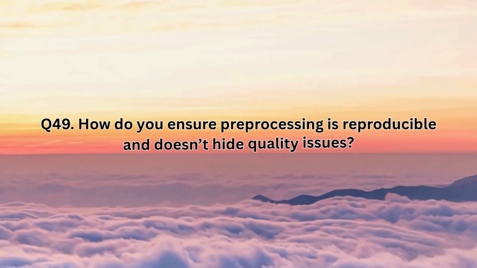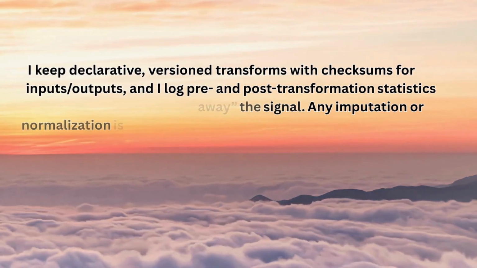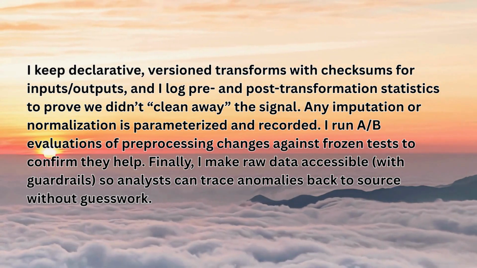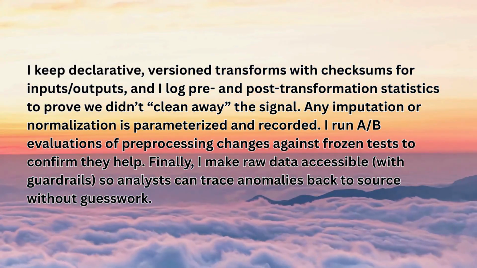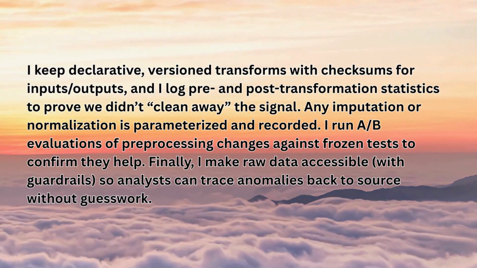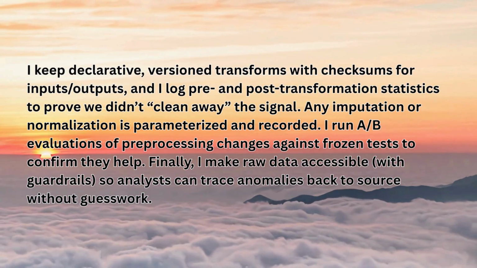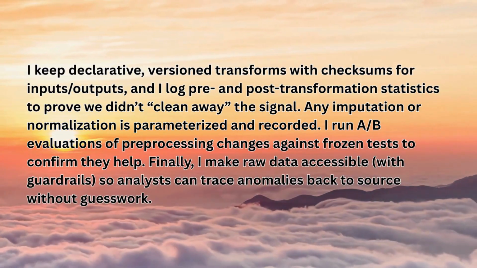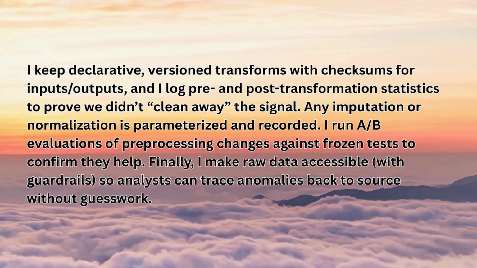How do you ensure pre-processing is reproducible and doesn't hide quality issues? I keep declarative, versioned transforms with checksums for inputs and outputs, and I log pre- and post-transformation statistics to prove we didn't clean away the signal. Any imputation or normalization is parameterized and recorded. I run A/B evaluations of pre-processing changes against frozen tests to confirm they help. Finally, I make raw data accessible with guardrails so analysts can trace anomalies back to source without guesswork.